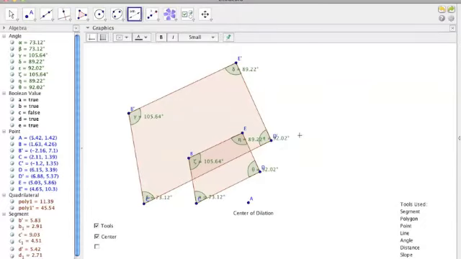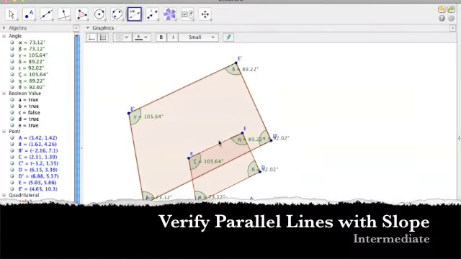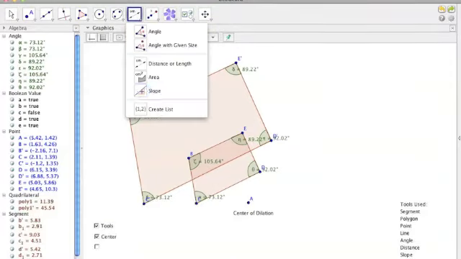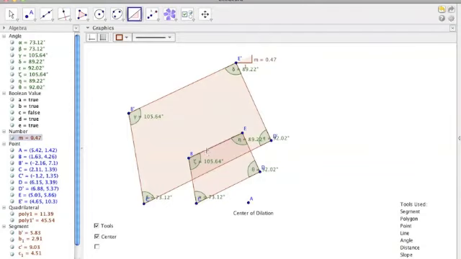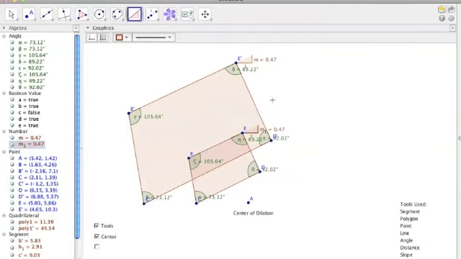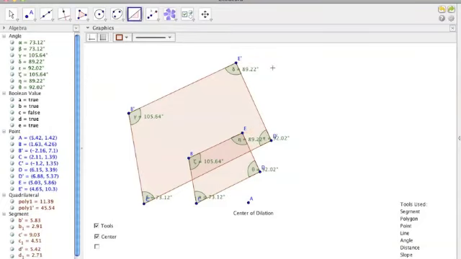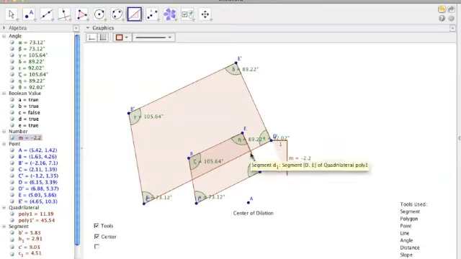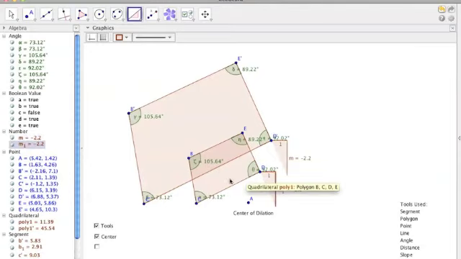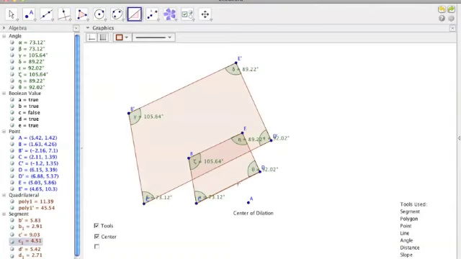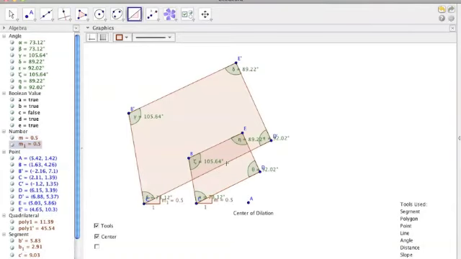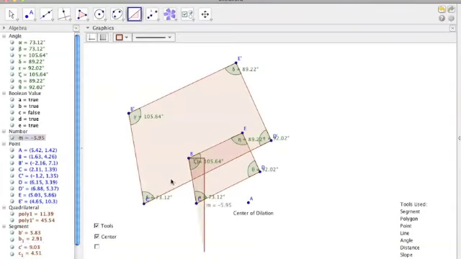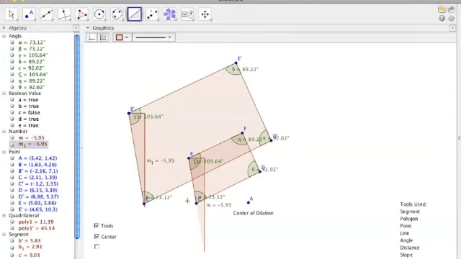So we can also verify the intermediate observation that all of the segments should be parallel. And the easiest way for me to do that is using the slope tool. I can see I created two slopes. Both of them are 0.47. Same again. And same again.